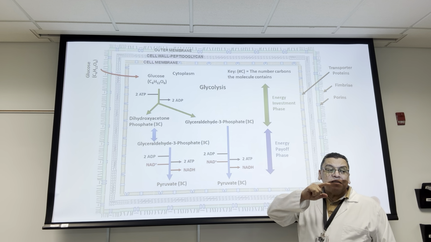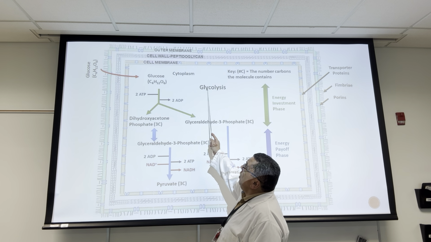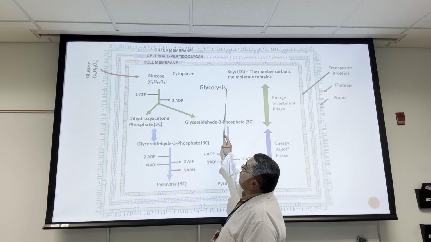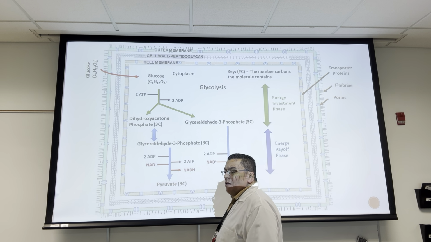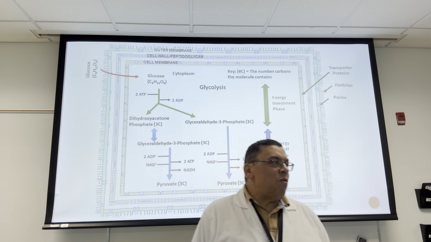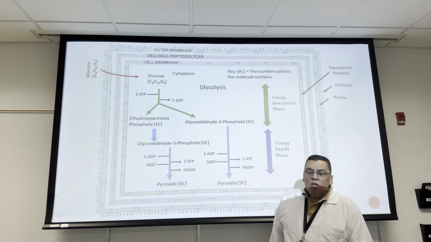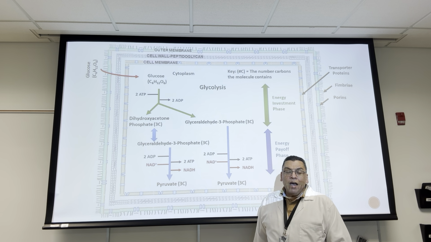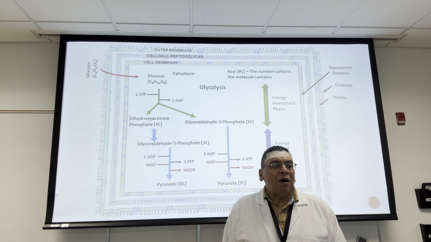In the cytoplasm, what's going to happen is glycolysis. Glyco means sugar, lysis means breakdown. I just wanted to break it down for you so you know what it means. So the sugar is going to break down. The 6-carbon glucose will start breaking down.